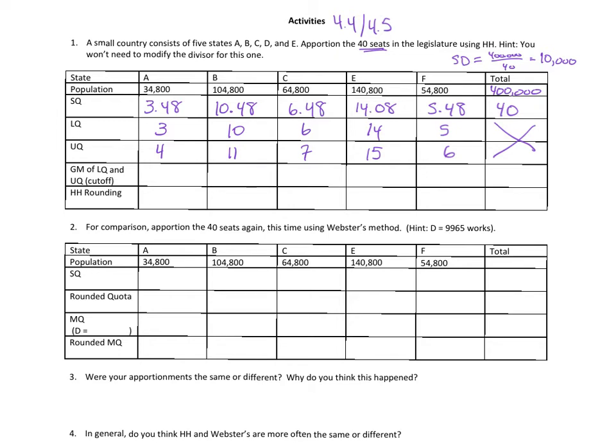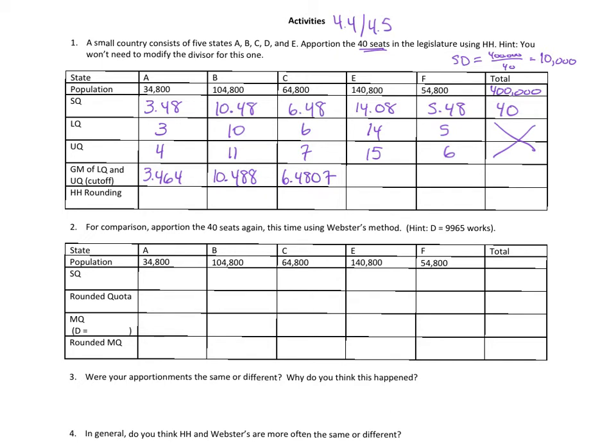Okay, so the geometric mean of the lower quota and the upper quota, to get that, you multiply the two together and then square root. So the square root of 3 times 4 is 3.464. The square root of 10 times 11 is 10.488. And the square root of 42 is 6.4807.